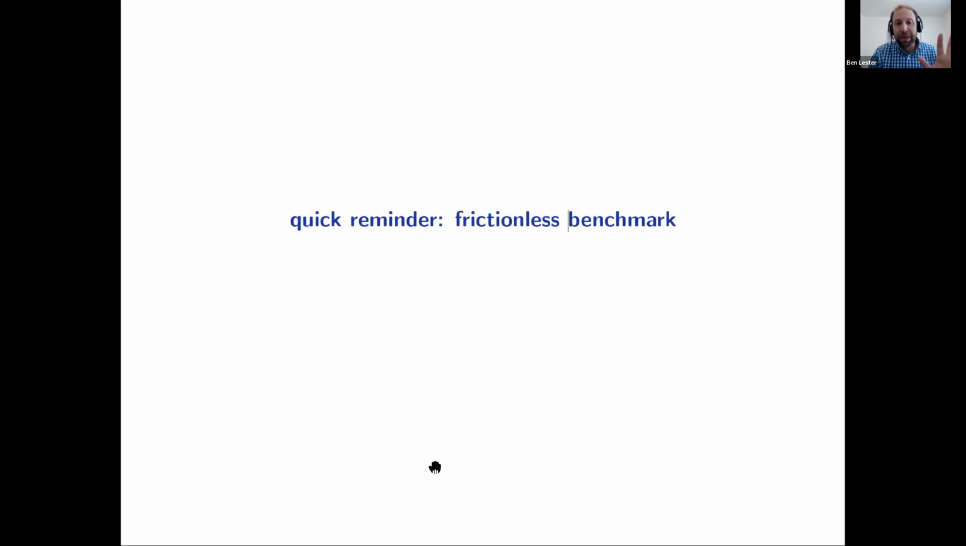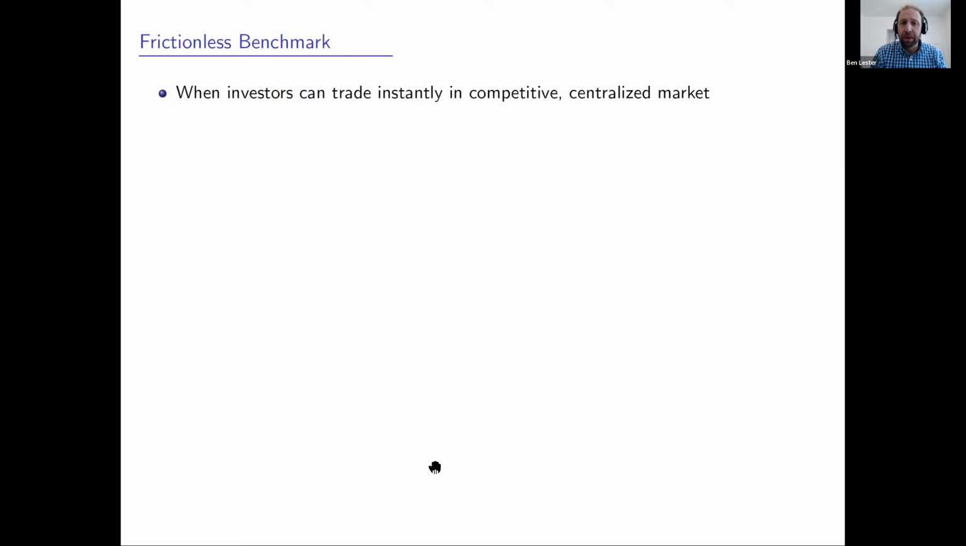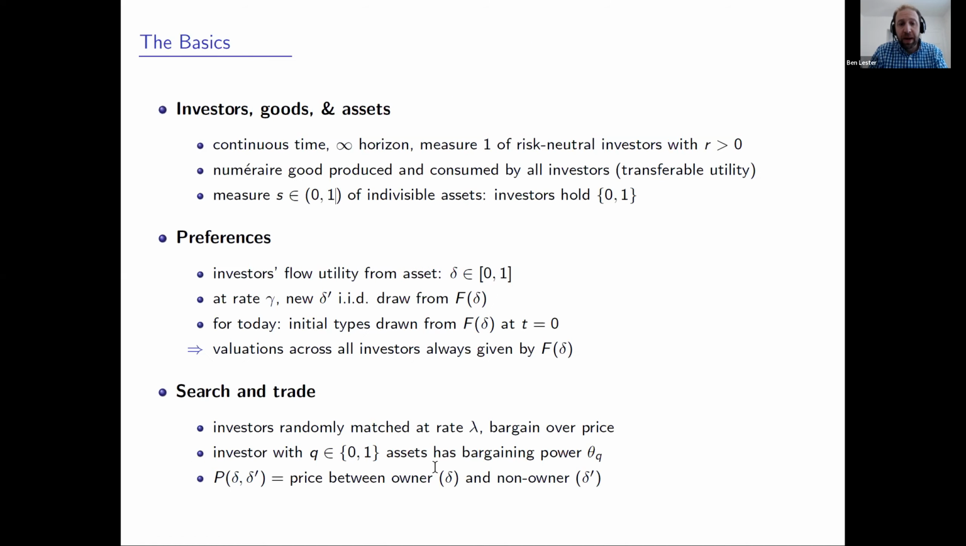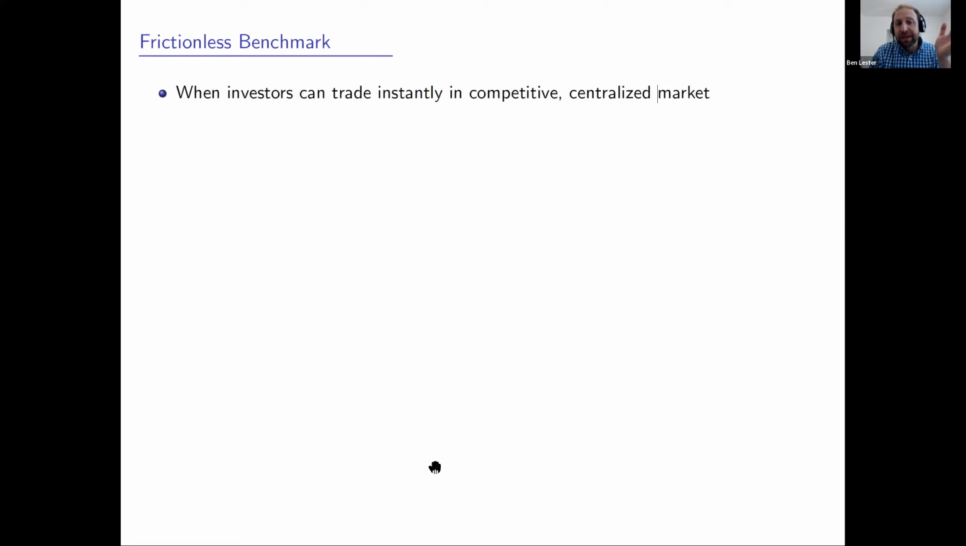Great. Pierre actually spent a lot of time last week on the frictionless benchmark. I'm going to do it in one minute because I'm going a little slower than I anticipated. If there's any confusion here, I highly recommend going back to his video, because he went through this at great length. We had a frictionless benchmark: agents had preferences that changed over time, but existed in an environment where they always had instant access to a competitive centralized market.